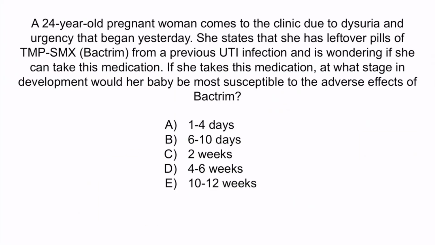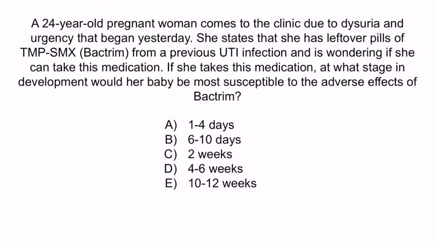A 24-year-old pregnant woman comes to the clinic due to dysuria and urgency that began yesterday. She states that she has leftover pills of TMP-SMX, or Bactrim, from a previous UTI infection and is wondering if she can take this medication. If she takes this medication, at what stage in development would her baby be most susceptible to the adverse effects of Bactrim? A, 1 to 4 days, B, 6 to 10 days, C, 2 weeks, D, 4 to 6 weeks, or E, 10 to 12 weeks.